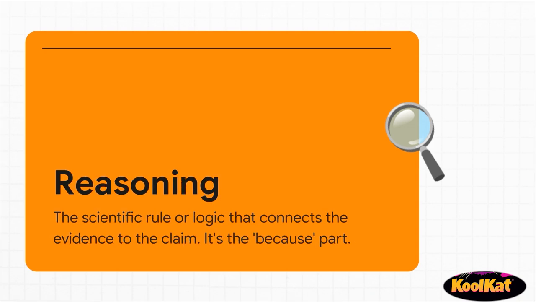And finally, we've got reasoning. This is the because part. It's the logical glue that connects the evidence you found to the claim you're testing. So you might say, fertilizer B works best because the plants grew to 24 centimeters, which is taller than the other plants. See, it's that bridge.